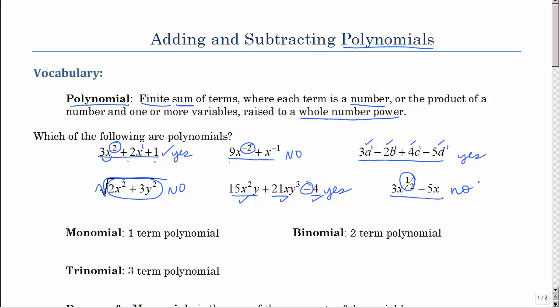The next thing is, a polynomial is any amount of them, a finite amount of terms. A monomial only has one term. A binomial has two terms. So we had a couple of those. Well, let's see. Did we? No, we didn't have any binomials. What about a trinomial? 3 terms. Well, this was a trinomial because it had 3 terms. This is a trinomial because it has 3 terms.